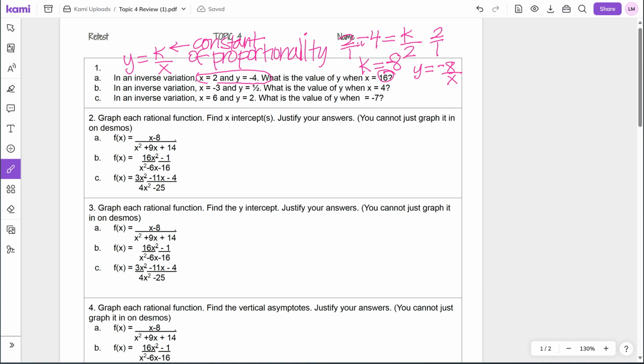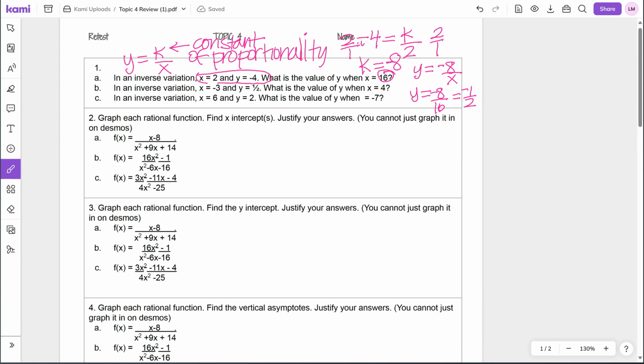I'm going to go ahead and finish this. So when x is 16, y is -1/2. All right, so that's it on that problem. So there's two parts to the problem. First, you have to find the constant of proportionality, and then second, solve for the variable that's missing.